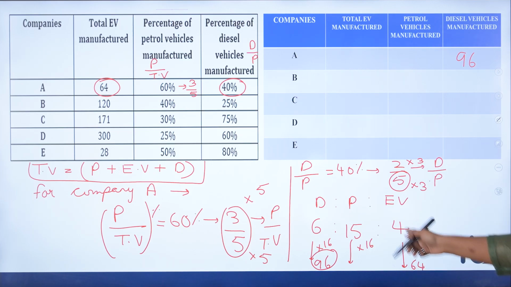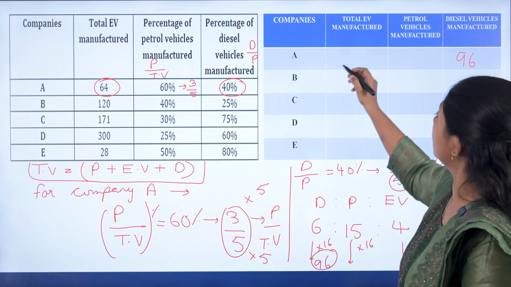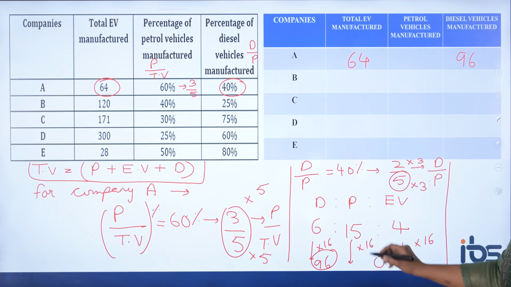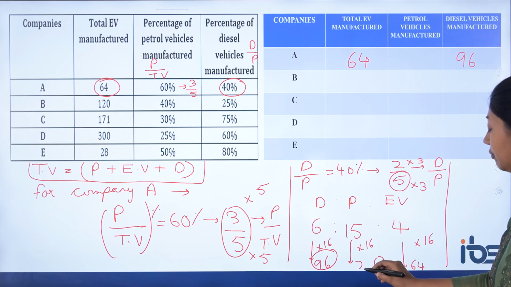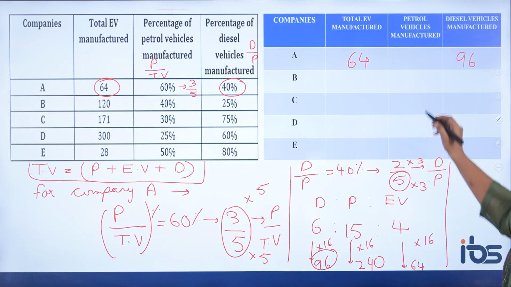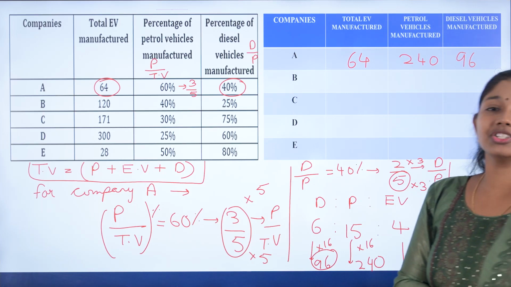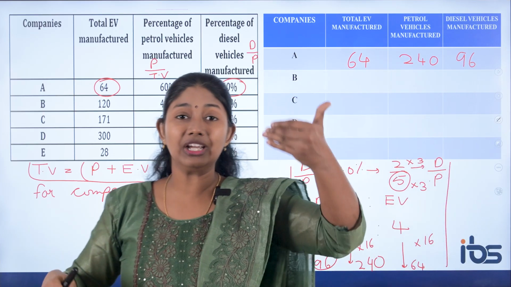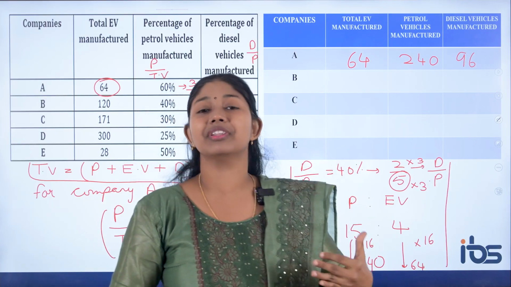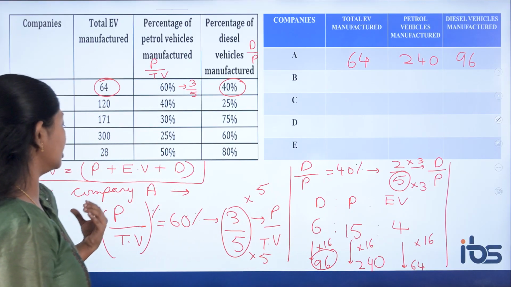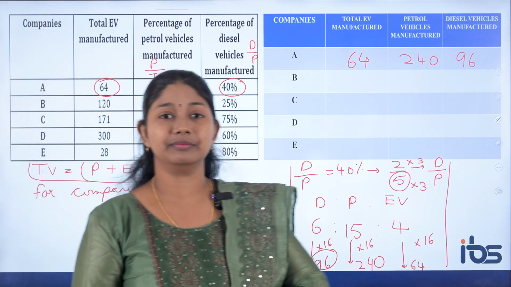Then you have EV vehicles, which they have already mentioned as 64. If you want, you can take the sum also. So total petrol vehicles: 15 into 16. We know the shortcut: 5 into 6, 30, 0, 3 carry, then 15 plus 6, 21 plus 1, 24. So total petrol vehicles manufactured is 240. In this way you have to decode B company, C, D, everything, converting percentage to ratio technique. Hope you have understood this for company A.